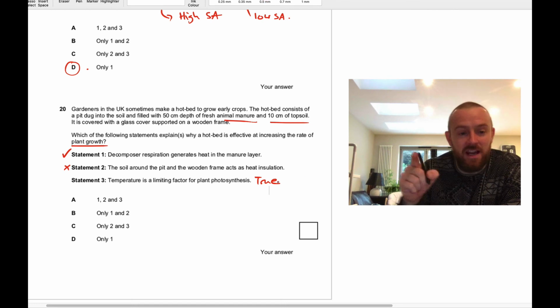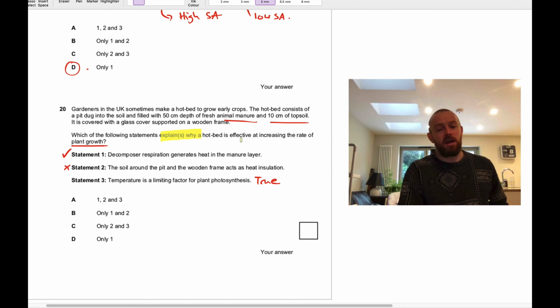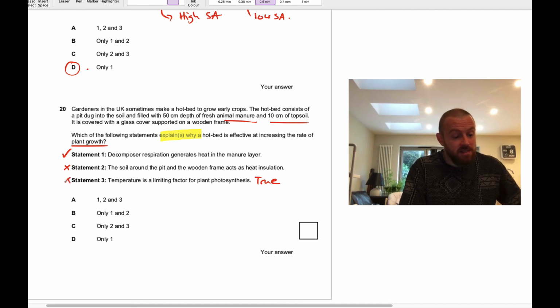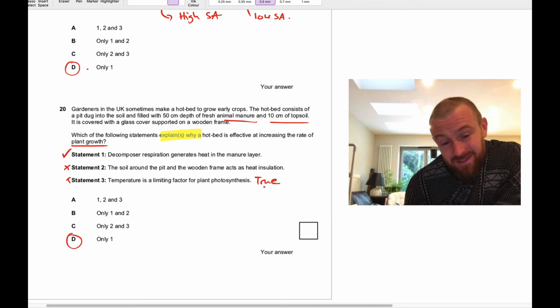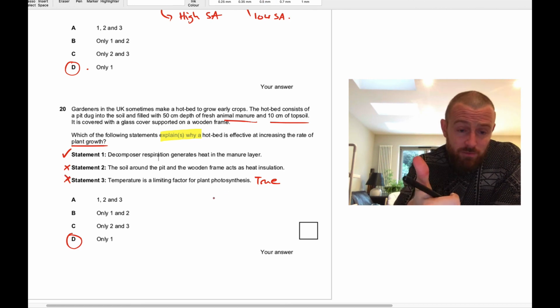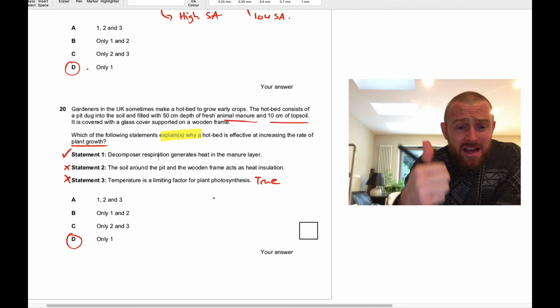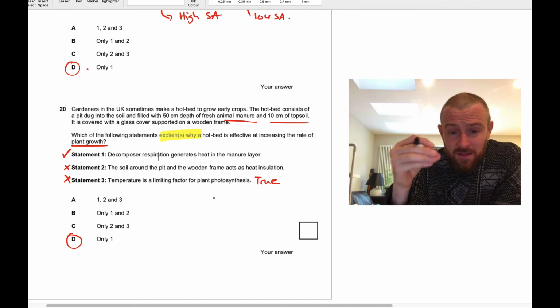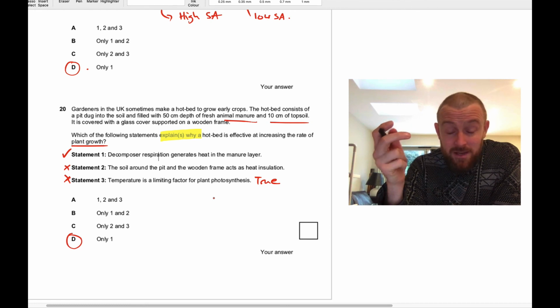the reason? Okay, so this is why it's tough, because it says which of the following statements explains why. So even though statement 3 is true, does it explain why the hotbed is effective in increasing the rate of plant growth? The exam board says that this is not the right statement. The exam board says that it should just be only 1. And I don't know, this is a difficult one. I could say that I disagree, but I can sort of see that maybe they're saying, A, this question pack is about respiration, not photosynthesis, so it's not about photosynthesis. And B, I think when the plants are just growing in this hotbed, it's really more about the germination of the seeds in the early growth than the photosynthesis that comes later, okay?